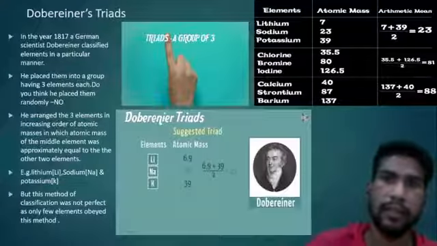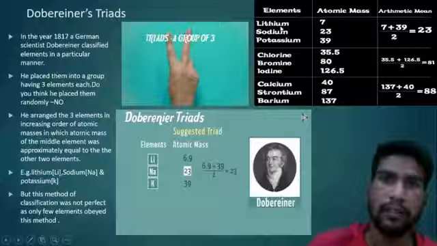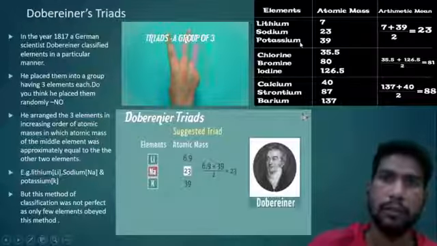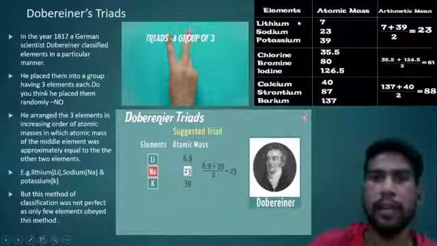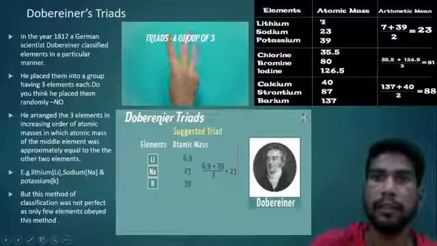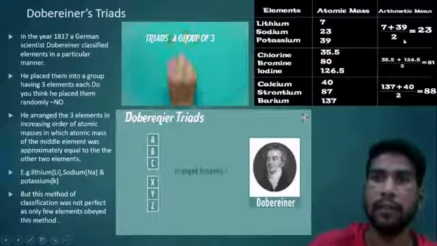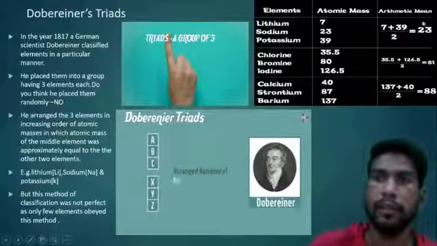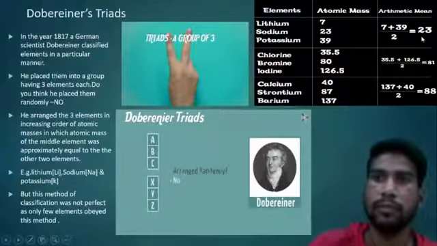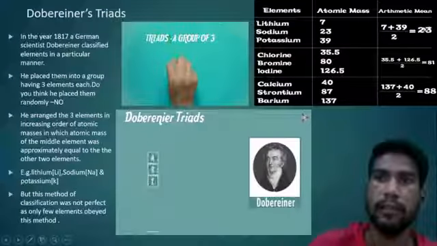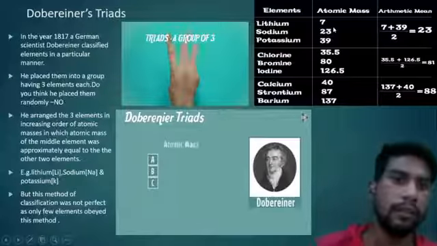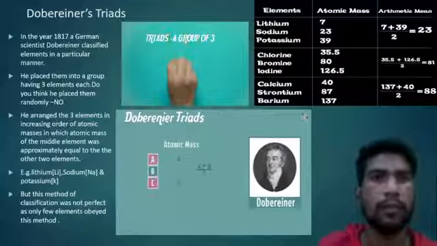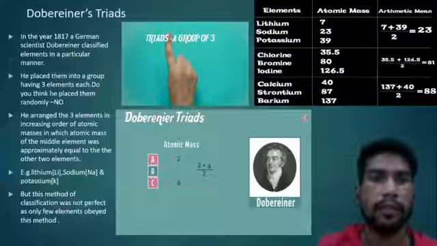Here you can see in the example, this is lithium and this is potassium. If we find the average of lithium and potassium, what do we get? 7 plus 39 divided by 2 gives 23. This 23 is similar to the atomic mass of sodium, that is 23. So in this way he grouped 3 elements, a group of 3 elements.